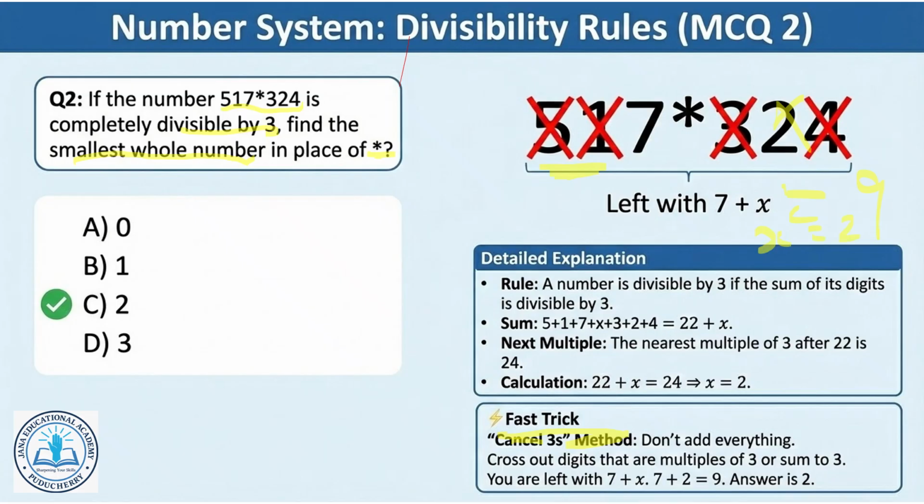Now instead of adding everything, what are we simplifying? We are simplifying the multiples of 3. The method name is the cancel 3 method. So what are the numbers divisible by 3? You have to cross those out, find the non-divisible ones, add x, and add to the nearest multiple. Then you can calculate the answer.